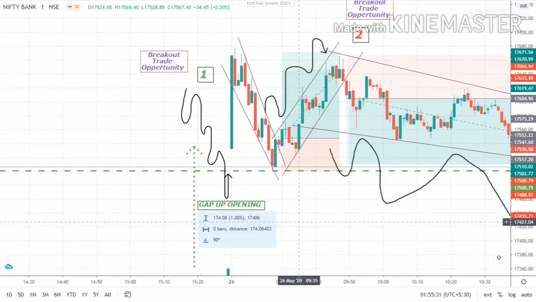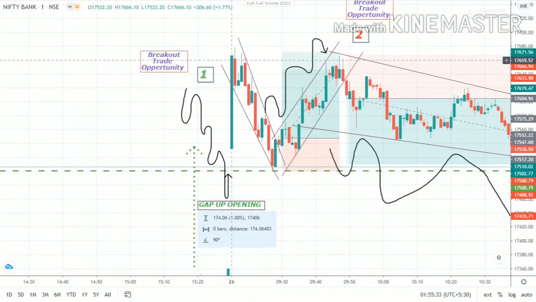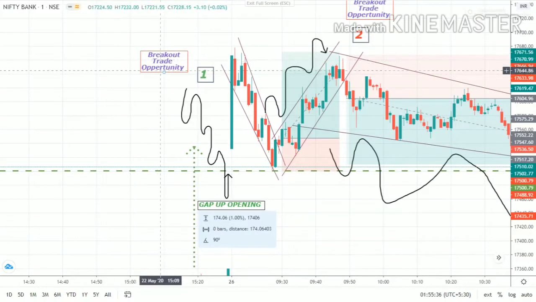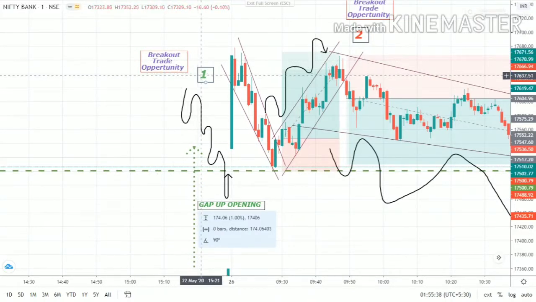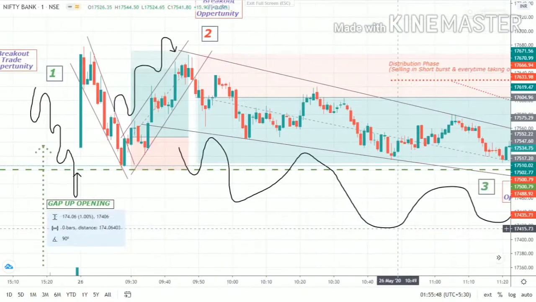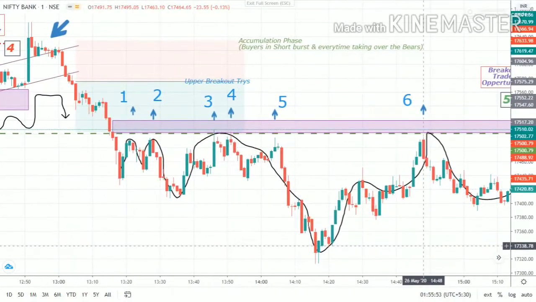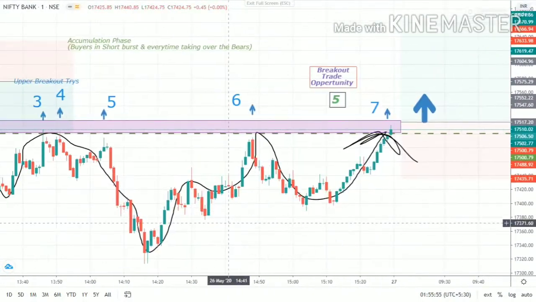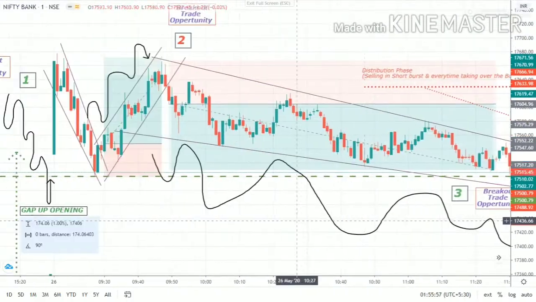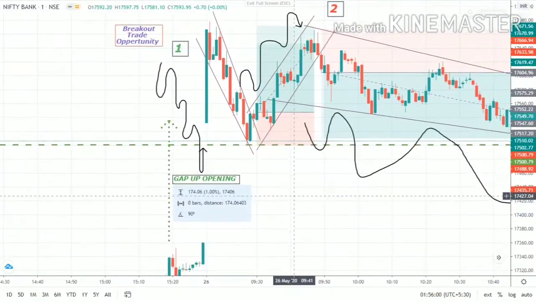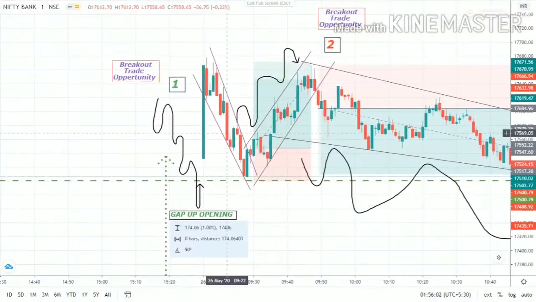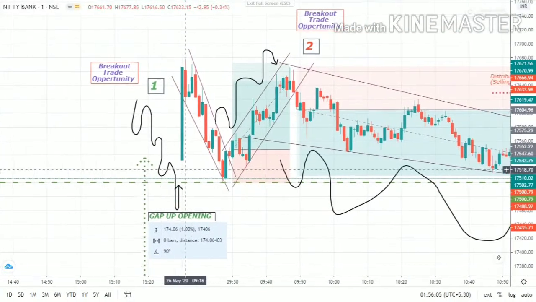So you can clearly see on 26th May there was a gap up opening of around 1%. After opening you can see there is already an opportunity forming, which we have denoted as breakout trade opportunity 1, the green one in the square. There are many breakout opportunities, 1, 2, 3, and the last one is 5. If it is a buy, I have colored it green, and if it is for shorting, I have colored it red, like number 2 is red and number 1 is green.